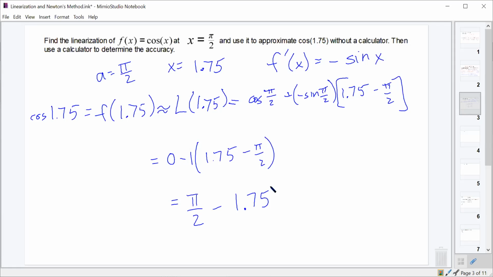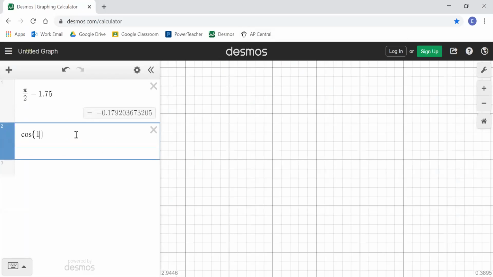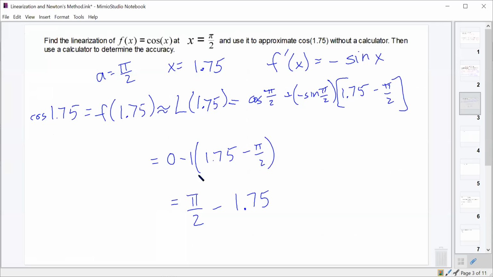Sounds kind of stupid, but it's actually a very good approximation for the cosine of 1.75, as we should be able to see here. So pi over 2 minus 1.75 is that. And the cosine of 1.75 is equal to that. And so we can see that they're only off by about 1/1000th from each other, which is pretty darn good, wouldn't you think? Yes. Yeah, seems good. So any questions on that one?